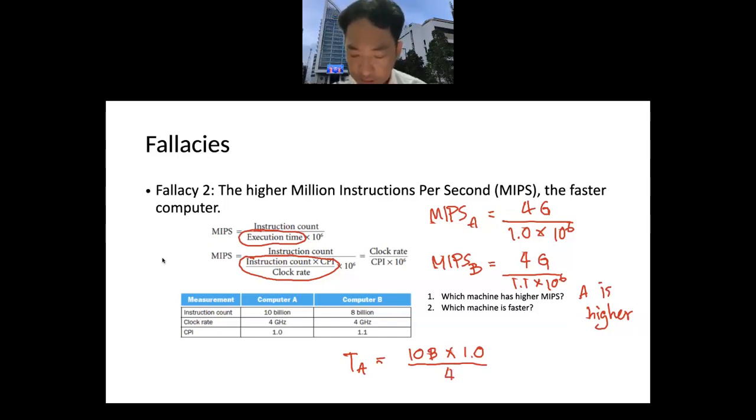How about CPU time for machine B? It is 8 billion times CPI, which is 1.1, and then divided by the clock rate as well, 4.